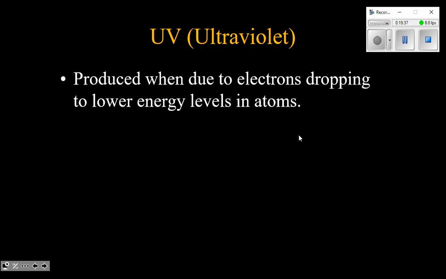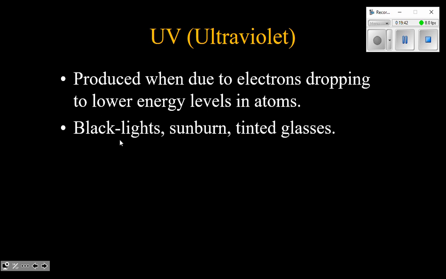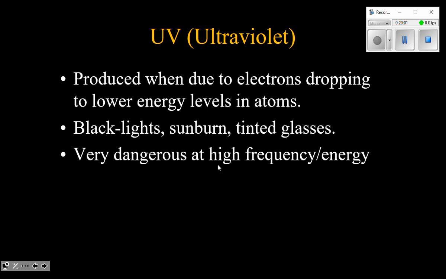Ultraviolet, produced again when electrons drop to a lower energy level. Those black lights that they use in different places. It's what produces your sunburn and possible skin cancers. It's what activates those tinted glasses. And again, ultraviolet can be very dangerous at the high frequency, the high energy, and we're very fortunate that the ultraviolet is filtered out by our atmosphere to a high degree.